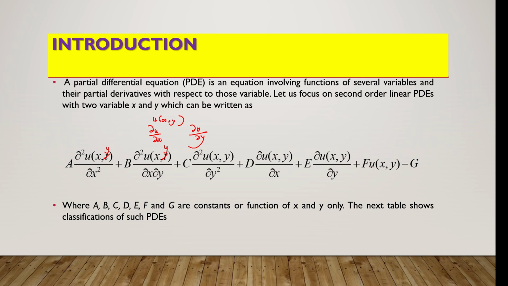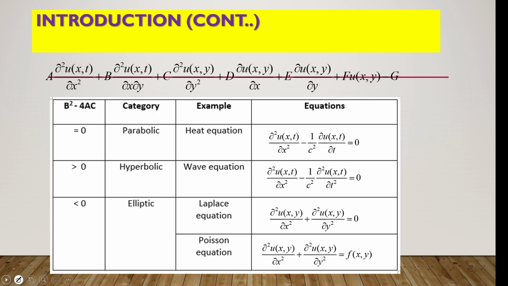So a PDE is an equation consisting of a function of several variables, like here u of x, y and its partial derivatives, where a, b, c, d, e, f, g here are constants or functions of x and y only. And then we are going to learn four types of PDE: the heat, wave, Laplace, and Poisson equations.